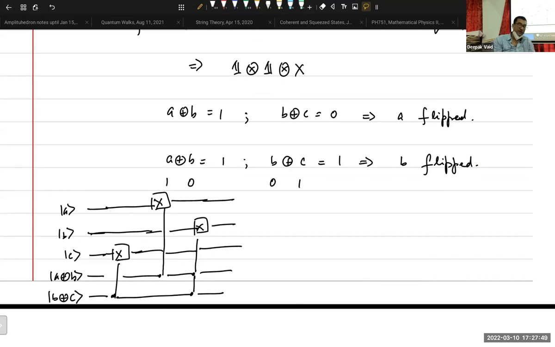So if the B qubit has flipped, then both the parities will be what? So sir, A XOR B and B XOR C are both one. So only when both are one, only then will B be flipped. But sir, those things are controlling C and A. No, they're not. They're only affecting the B qubit, na? These two controls over here, they're only affecting the B qubit.